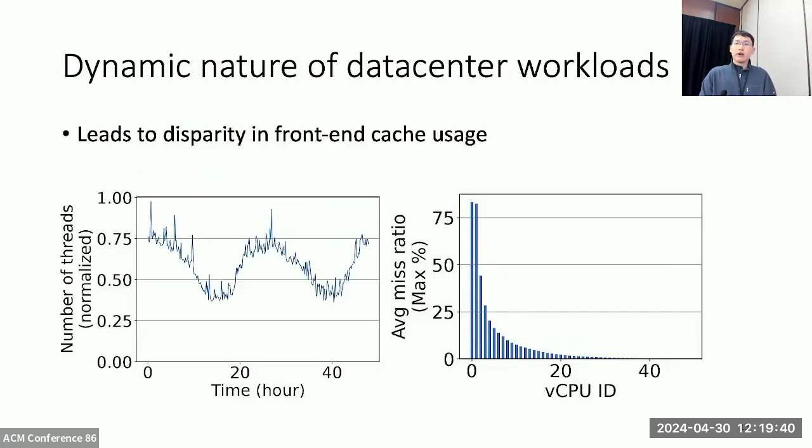We notice that the dynamic nature of data center workloads can lead to disparity in front-end cache usage. The figure on the left shows the number of worker threads of a middle-tier service in our search service stack. We can see that the number of worker threads constantly fluctuates. The figure on the right shows the average miss ratio over all per-CPU caches. The x-axis refers to the virtual CPU ID, and the y-axis refers to the average miss ratio. We can see that virtual CPU ID 0 suffers the highest number of misses. Per-CPU caches with higher virtual CPU IDs are only taken into use when the number of concurrent worker threads grows high, so their miss ratio is substantially lower. This clearly demonstrates that higher-index per-CPU caches are infrequently used, and this disparity suggests a need for a heterogeneous cache design.